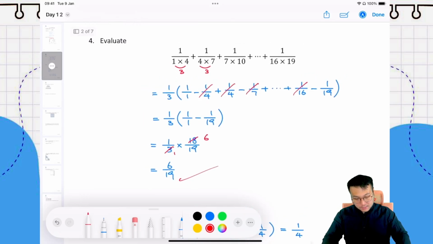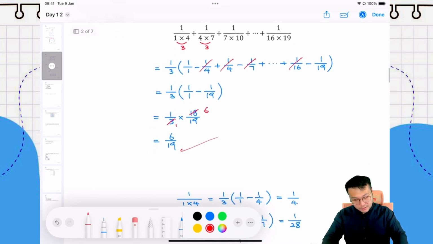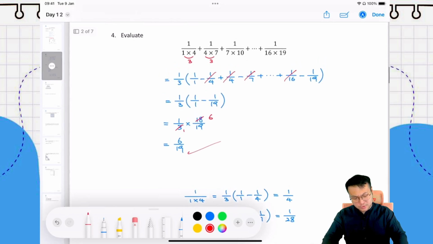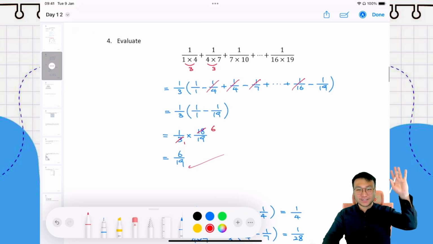Okay, so you must spot a pattern. Okay, students, when you spot a pattern, then you can cancel out all the fractions and your answer will be so much more simplified, right? Any questions, students? Raise your hand. Which part you don't understand?